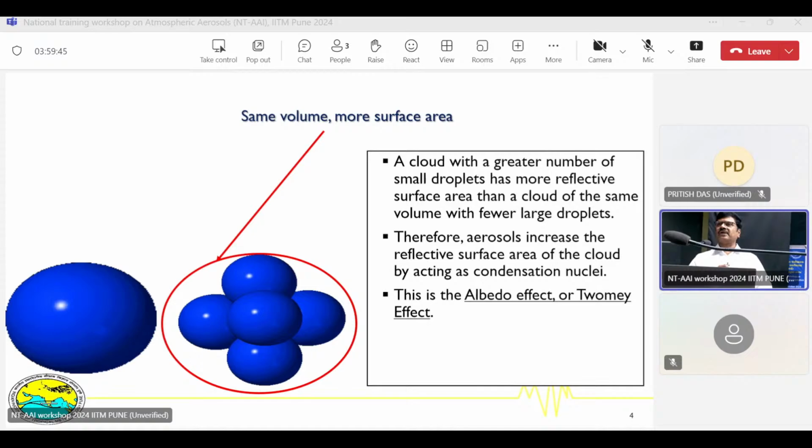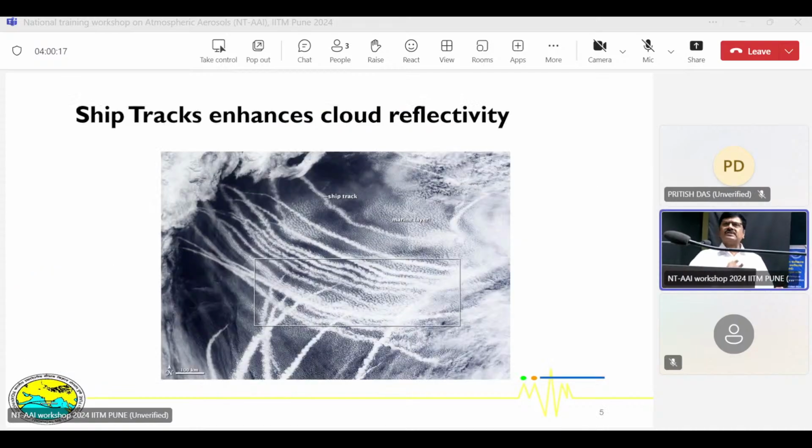In polluted environments, you can have more aerosols, which will lead to more cloud condensation nuclei, which will lead to more cloud droplet number concentration. So it will have more reflective surface area. The reflectivity of the cloud gets enhanced, right? So what it does is it cools the surface, because more radiation gets reflected. This is also called the Twomey effect or albedo effect. So this is one good example of cloud reflectivity.